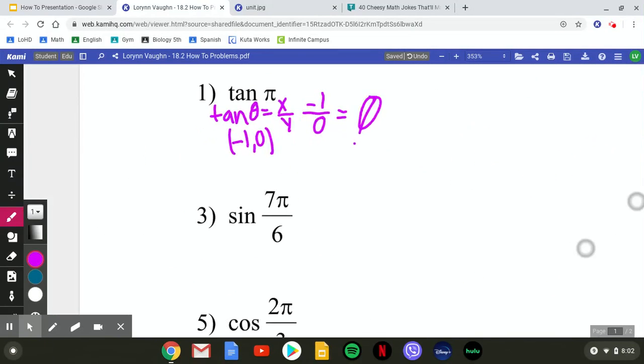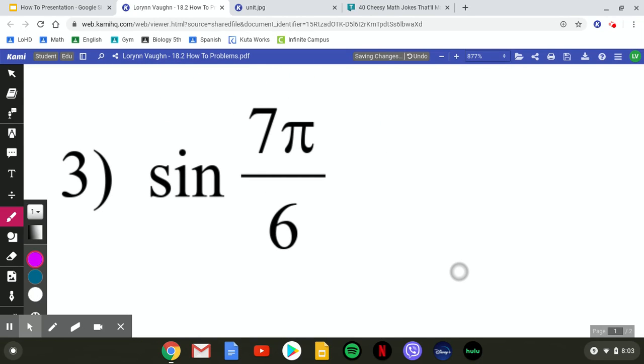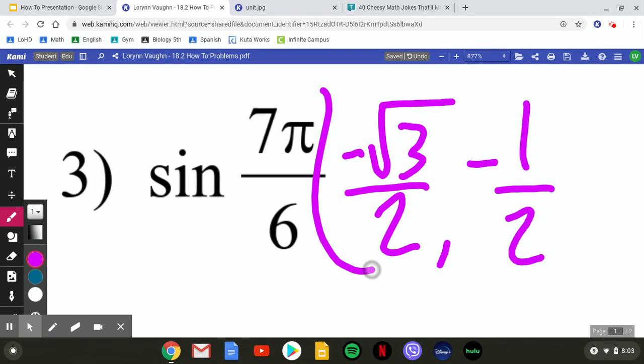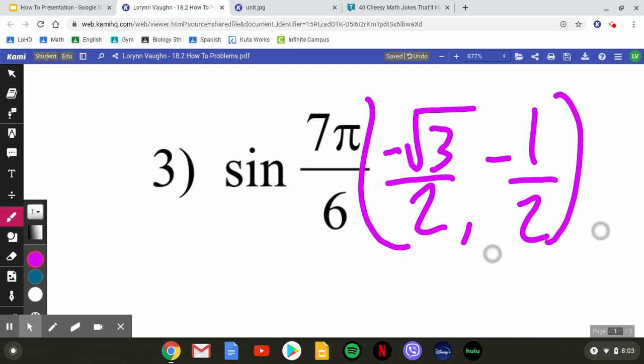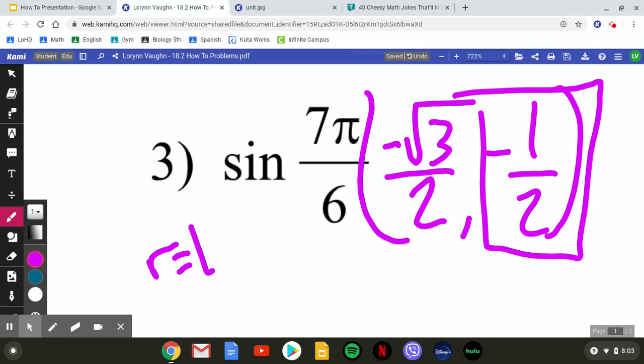Alright, scoot over this way, and we've got the sine of 7 pi over 6, which is a 210-degree angle. The coordinates for that are negative square root of 3 over 2 for x, and your y is negative 1/2. So on the unit circle, we know that your r is equal to 1 and the sine is y over 1. So basically all it is is your y, which is negative 1/2.